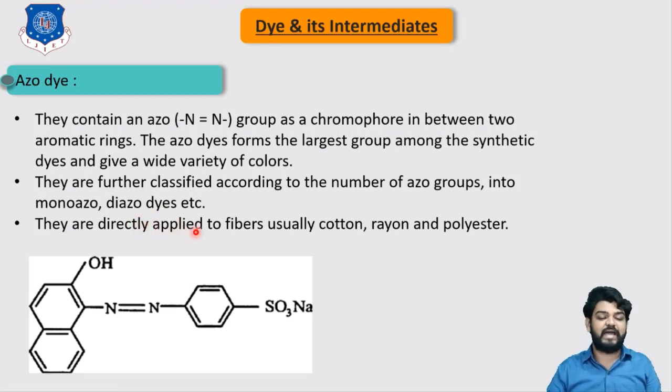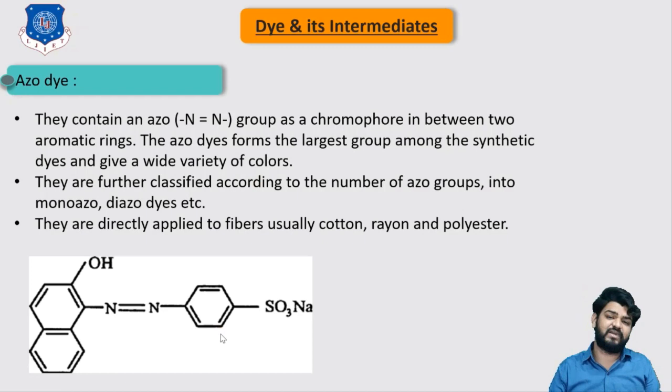These are directly applied on the fiber, usually cotton, rayon, and polyester. So cotton, polyester, and rayon are generally used for the application or for imparting the color on this material. So this concludes the azo dyes, and this is a particular example of one of the azo dyes, right?